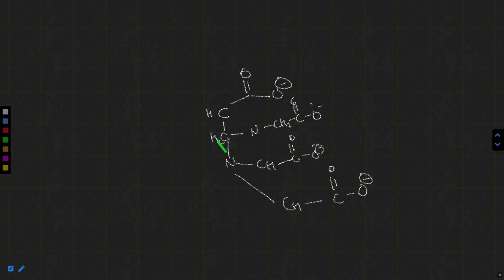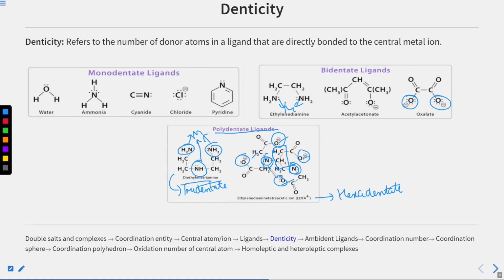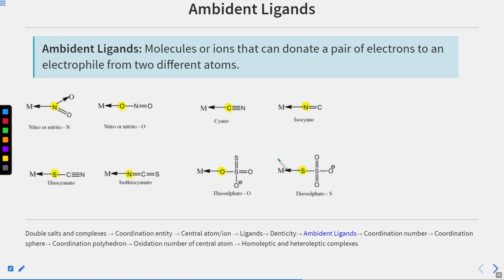Now these are the sites 1, 2, 3, 4, 5, 6. So this is hexadentate. So this is the only example of hexadentate that you have to study, which is ethylene diamine tetraacetate, which has a charge of 4 minus, because 4 oxygens are there which have a negative charge. So charge of 4 minus. It is abbreviated as EDTA. Clear? Now let us talk about ambidentate ligand.